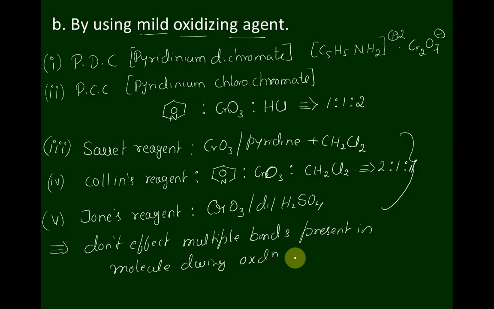During oxidation reactions, Sarett reagent, Collins reagent and Jones reagent do not affect the multiple bonds present in the given molecule. Sarett reagent is sensitive towards bases. Jones reagent is sensitive towards acids. Therefore, these two reagents are avoided when treating with bases and acids respectively. Please note it down.